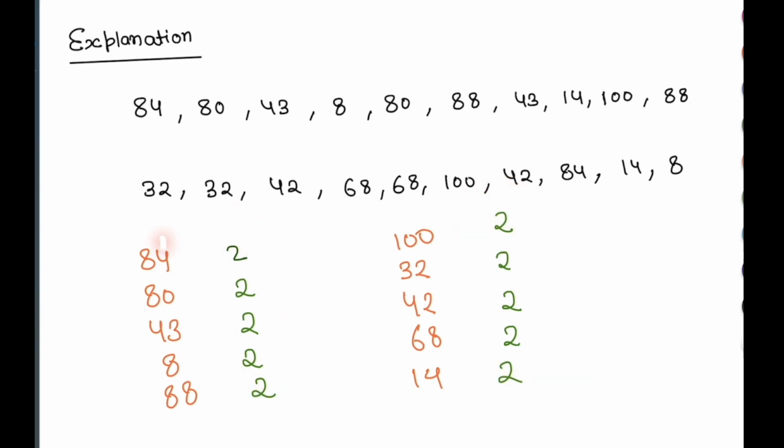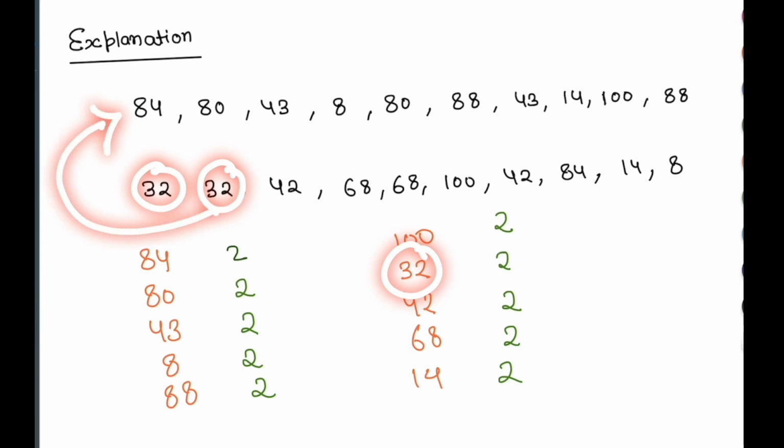The reason being, I can put 84 here and 84 here in this second basket. We already have them in different baskets, so they are fine. But talking about 32, we have a 32 here and we have another 32 in the second basket. We need to put this 32 in the first basket, right? Now, to put this 32 in the first basket, I will have to do a swapping, right?